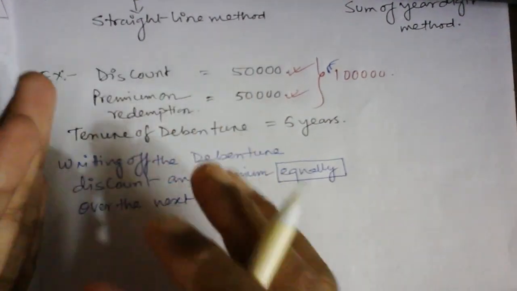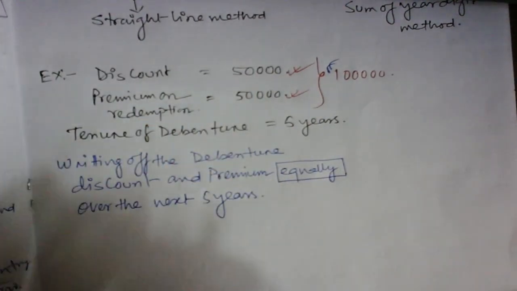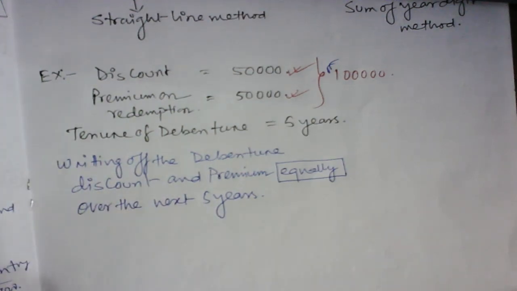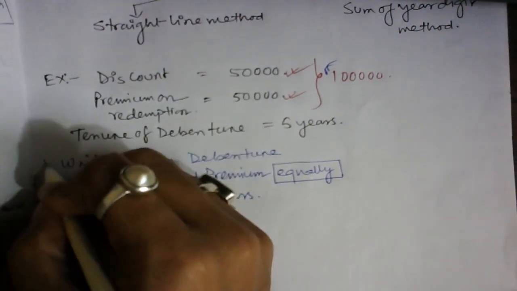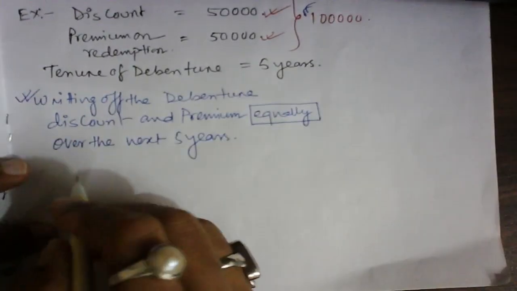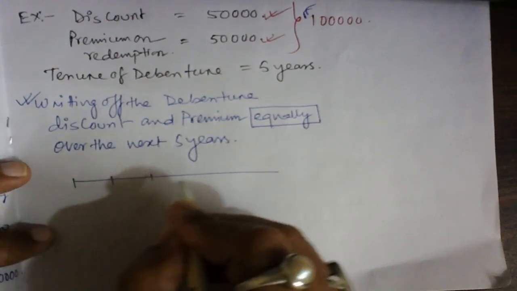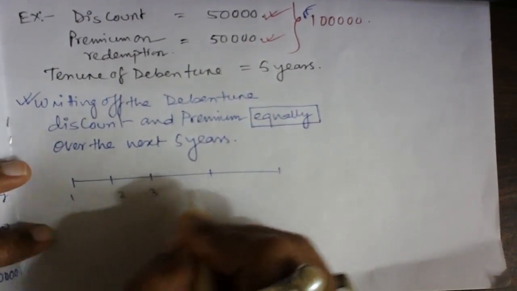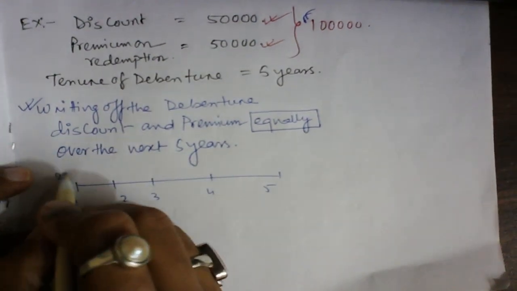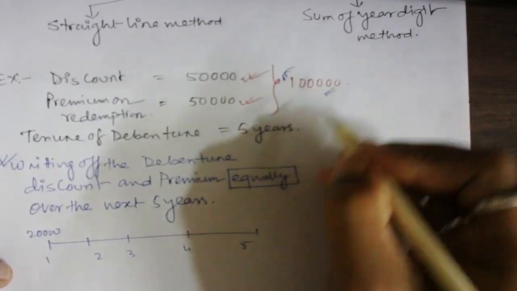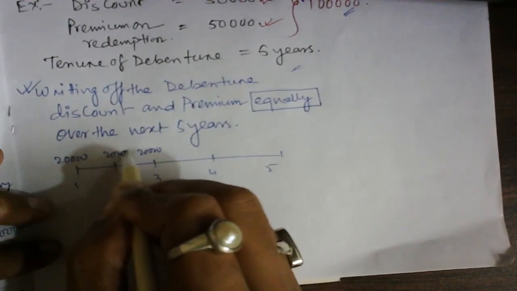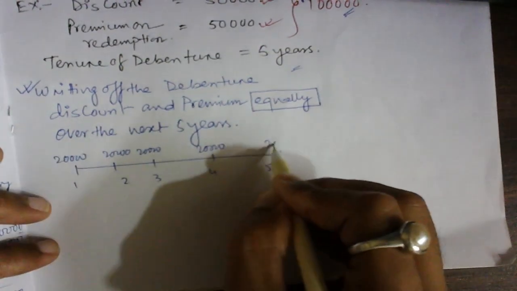So after 5 years, your debenture will get paid. Everything will get paid to the debenture holder. You have no relation with the debenture holder after 5 years. And now you have to write off the debenture discount and premium for the next 5 years: 1, 2, 3, 4, 5. And the amount of the write-off will be equal. Let's say 20,000, because it's 1 lakh for 5 years. So 20,000 each and every year you need to write off.